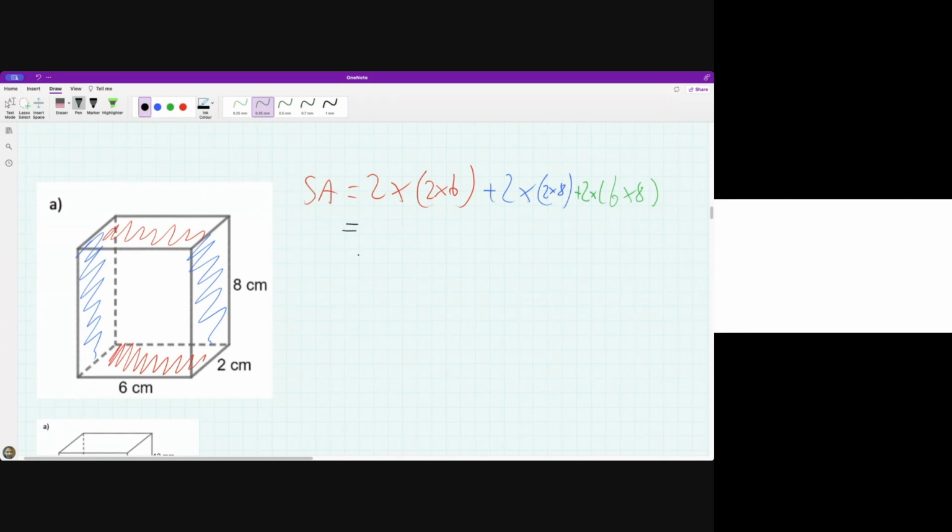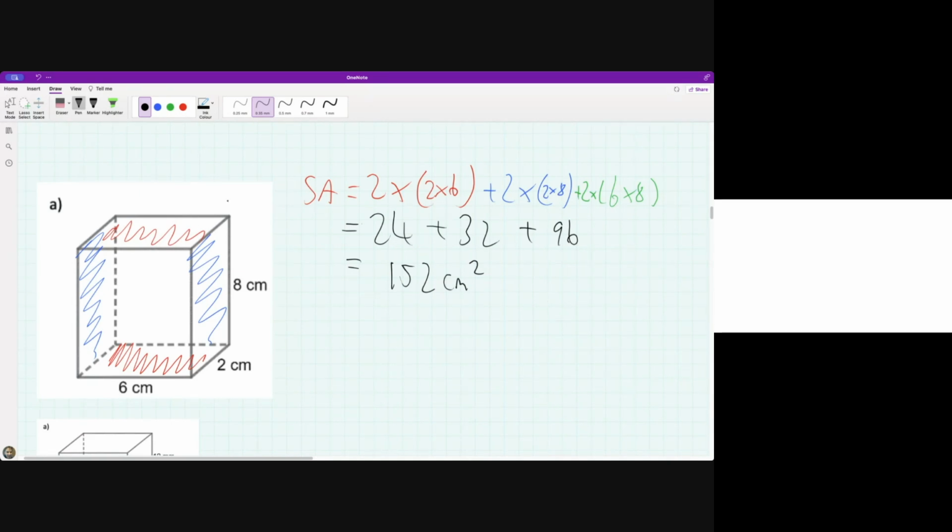Let me see what I get. So this is 12. That's 24. And that's 16. That's 32. And that is 96. So I get 152 centimeters squared. Again, give me a thumbs up if you understood that. Give me a thumbs down if you didn't.